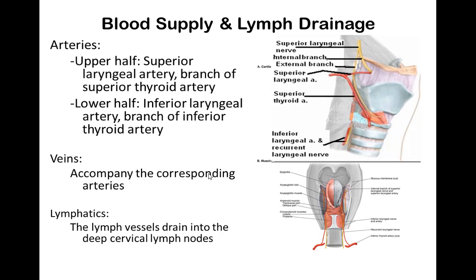So the blood supply of the larynx: the upper half of the larynx is supplied by the superior laryngeal artery, which branches from the superior thyroid artery. So this is the superior laryngeal, this is the superior thyroid artery, and this superior laryngeal supplies the upper half of the larynx, and the lower half is supplied by the inferior laryngeal, which branches from the inferior thyroid artery. The veins accompany the arteries, and the lymphatics drain into the deep cervical lymph nodes.